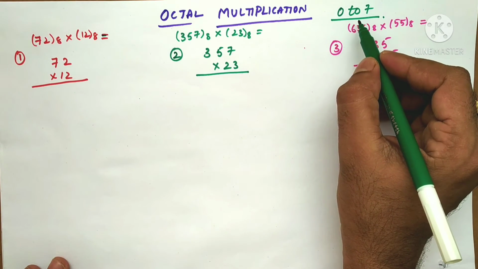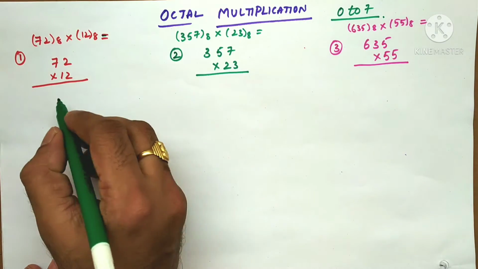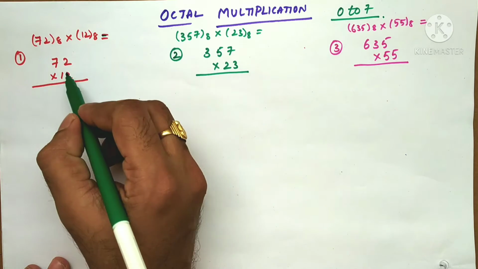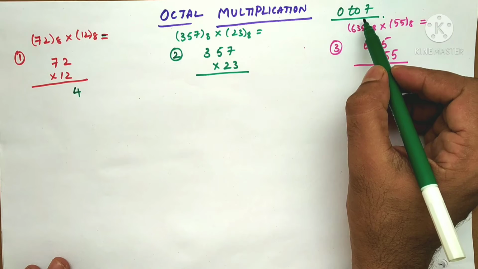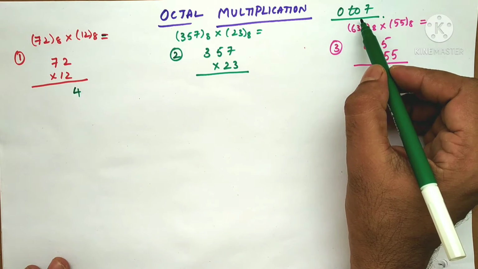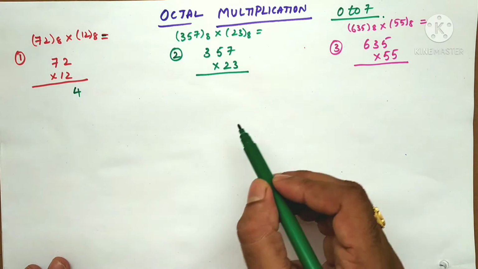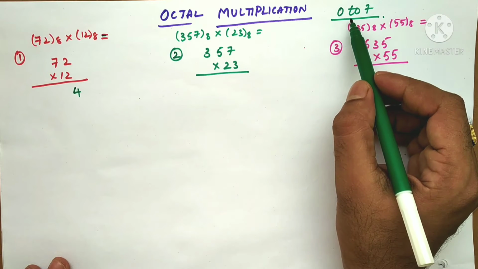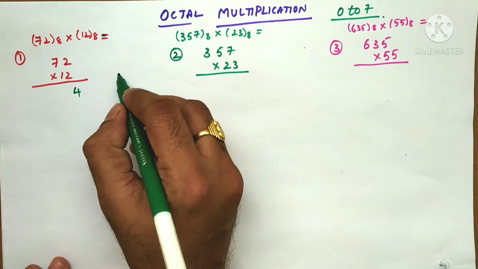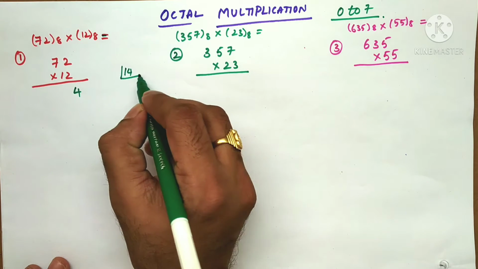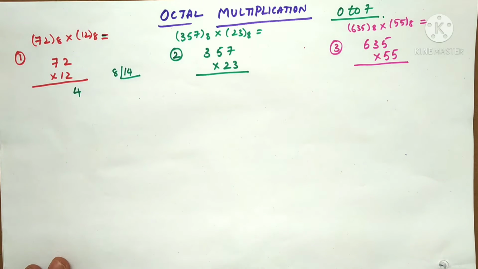4 is in octal number system. So 4. 2 sevens are 14. 14 is not an octal number. 0 to 7 are the only octal digits. So 2 into 7 means 14. 14 is not an octal number, so we have to convert 14 into octal number system, which means we have to divide 14 by 8.